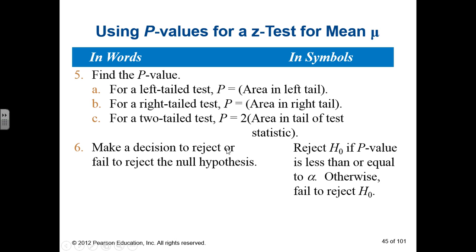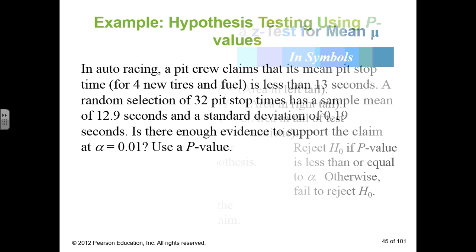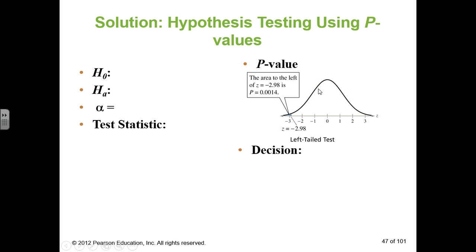Then we make our decision based on the p-value relative to the significance level and interpret the decision in context of the original claim. So let's look at an example. Suppose a pit crew claims that its mean pit stop is less than 13 seconds. Less than does not include equality, so that means our claim is the alternative hypothesis, and the complement of it is greater than or equal to, which is our null hypothesis.